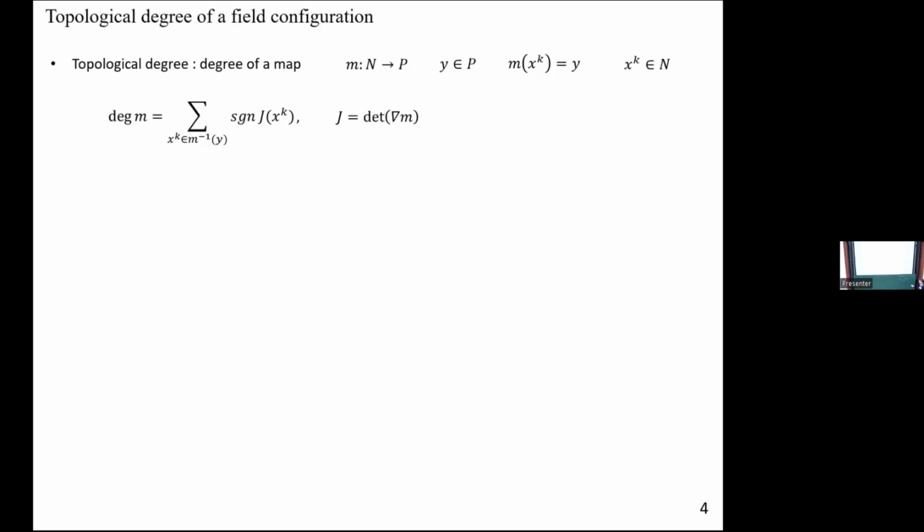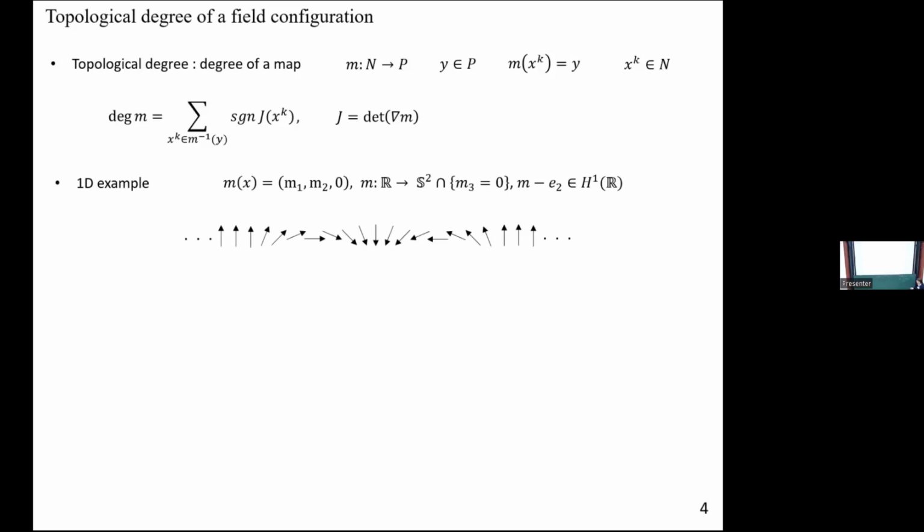The topological degree is the degree of a map. I take a map from a manifold to another manifold of the same dimension. The images are in P, and the x_k are the pre-images, and the definition of the degree is the sum over all the pre-images of the sign of the Jacobian. But okay, I will give a simple example in 1D.